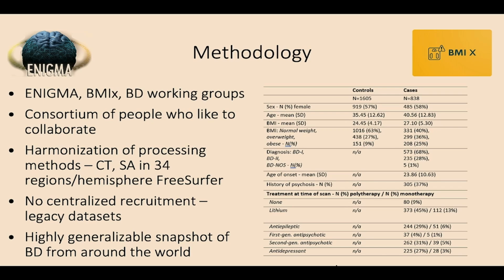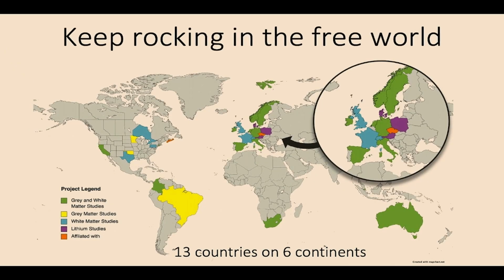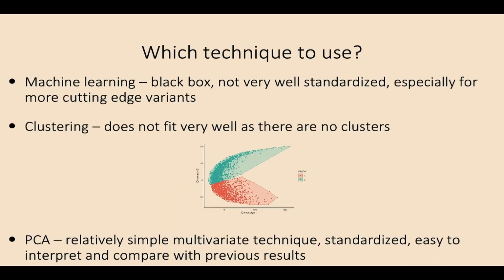I think it is actually an advantage, because this is one way how we can get a highly generalizable snapshot of the conditions we're studying from around the world, which is not constrained to a very specific subpopulation within the illness. So in collaboration with ENIGMA, we collected data from 1,600 controls and over 800 cases. These were people with bipolar disorders. We collected data from 13 countries on 6 continents.